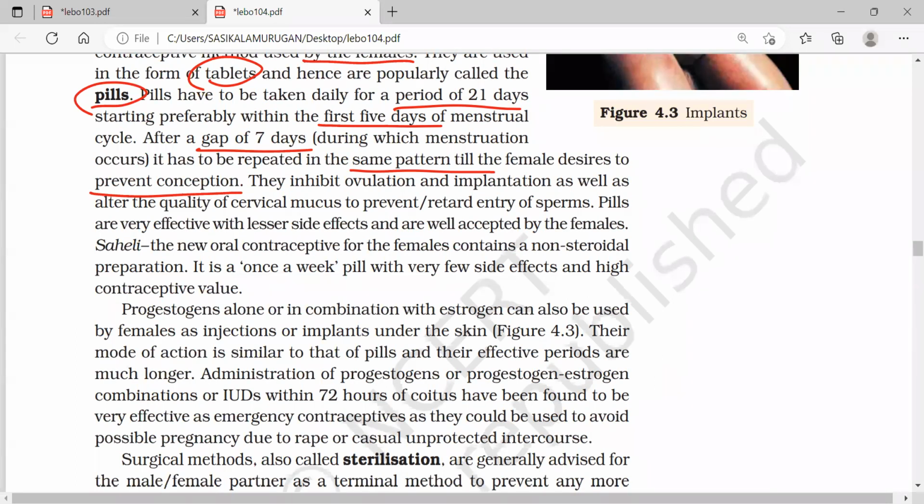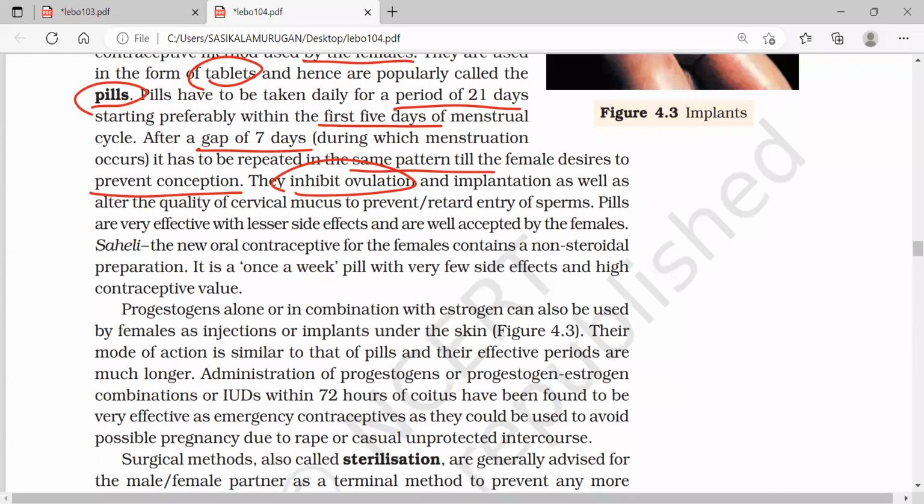So what is the role of these pills? When a woman is taking pills, what exactly happens? They inhibit ovulation, so without ovulation, the ovum is not released from the ovary. And it also inhibits implantation. If there is no implantation, there is no pregnancy. So even though fertilization takes place, if the uterus is not suitable for implantation, then there is no chance for pregnancy. Okay, and pills are very effective with lesser side effects and are well accepted by the females.